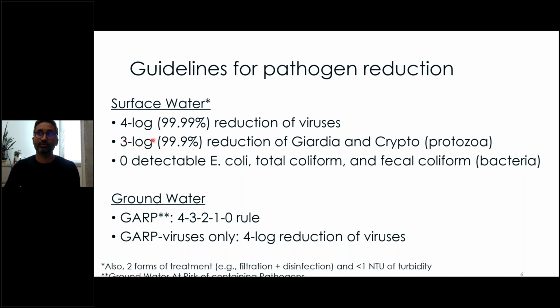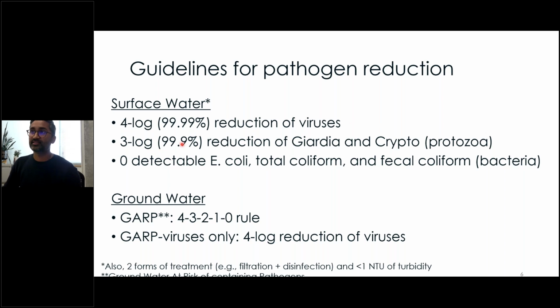Similarly, we require a 3 log removal of Giardia or protozoa. If you have 10,000 little Giardias or little cryptos in your water, then a 3 log removal means we want to take that from 10,000 down to 10, or reduce it by a factor of 1,000. Another way to think of that is just in terms of percent. So 4 log removal means 99.99% reduction. 3 log removal means 99.9% reduction. If you follow that pattern, you think 2 log removal, 99%, 1 log, 90%, and so on.